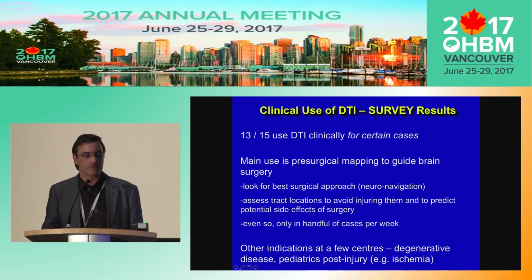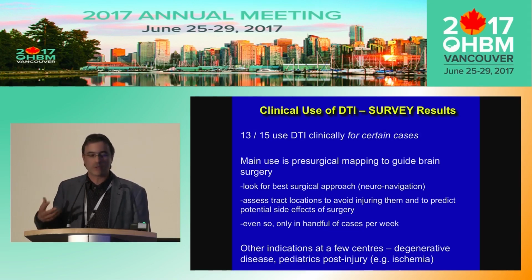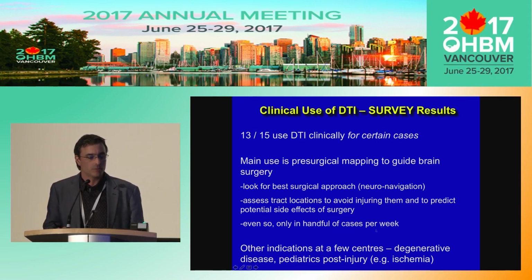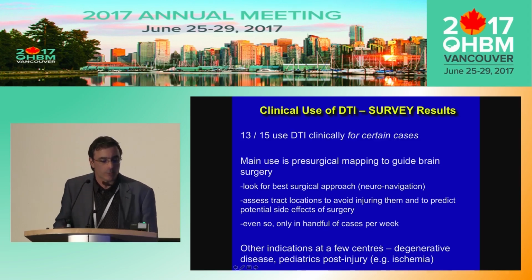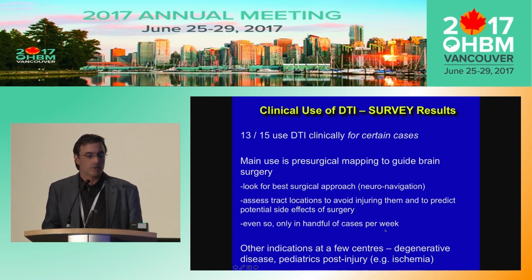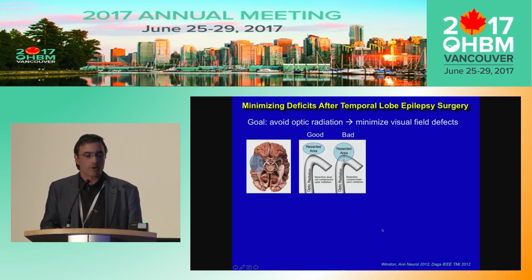So they were looking for the best surgical approach, assessing tract locations to avoid injuring them, to predict potential side effects. But even then, most of them said maybe a handful of cases per week. So despite the hundreds or thousands and thousands of papers that we have on DTI in research, it's really not translated to the mainstream. A few other centers also used it for degenerative disease and a few other things, but it really isn't being used a lot. But there are some examples in literature where this might be useful.